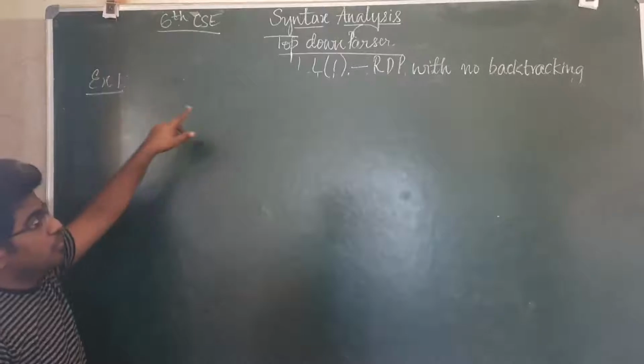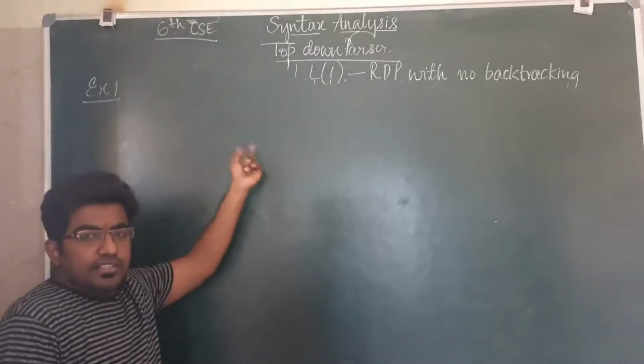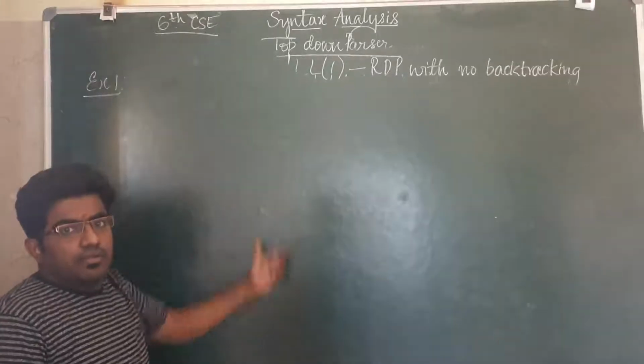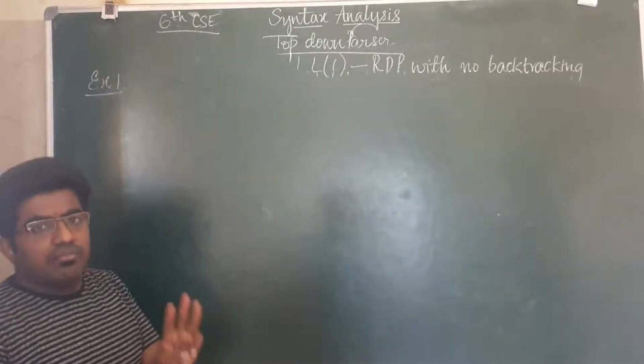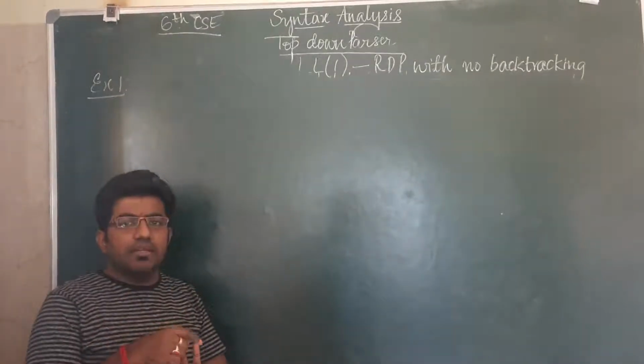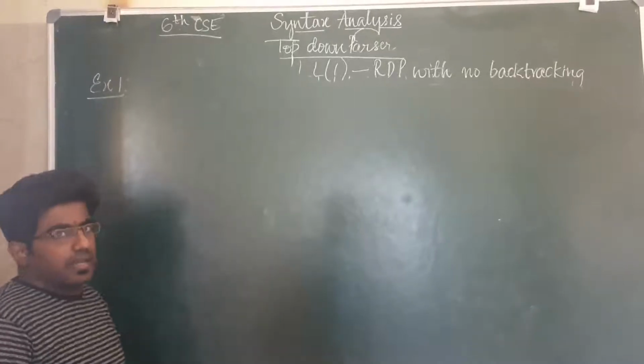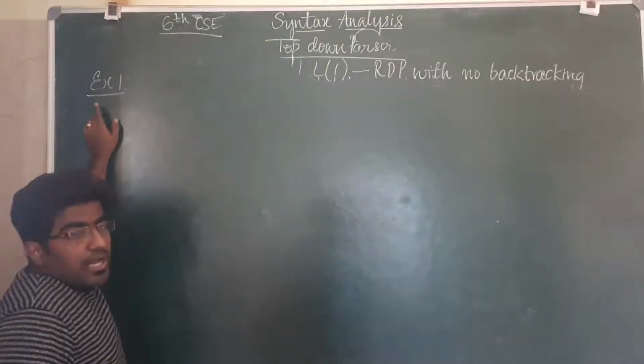As you know, for a top-down parser there should not be left recursion or left factoring, and it should not be an ambiguous grammar. So we have 3 steps. First step is to compute the first and follow functions. Second, compute the parsing table. Third, using that parsing table, parse the given input string. Correct? So we will see an example for an arithmetic expression.